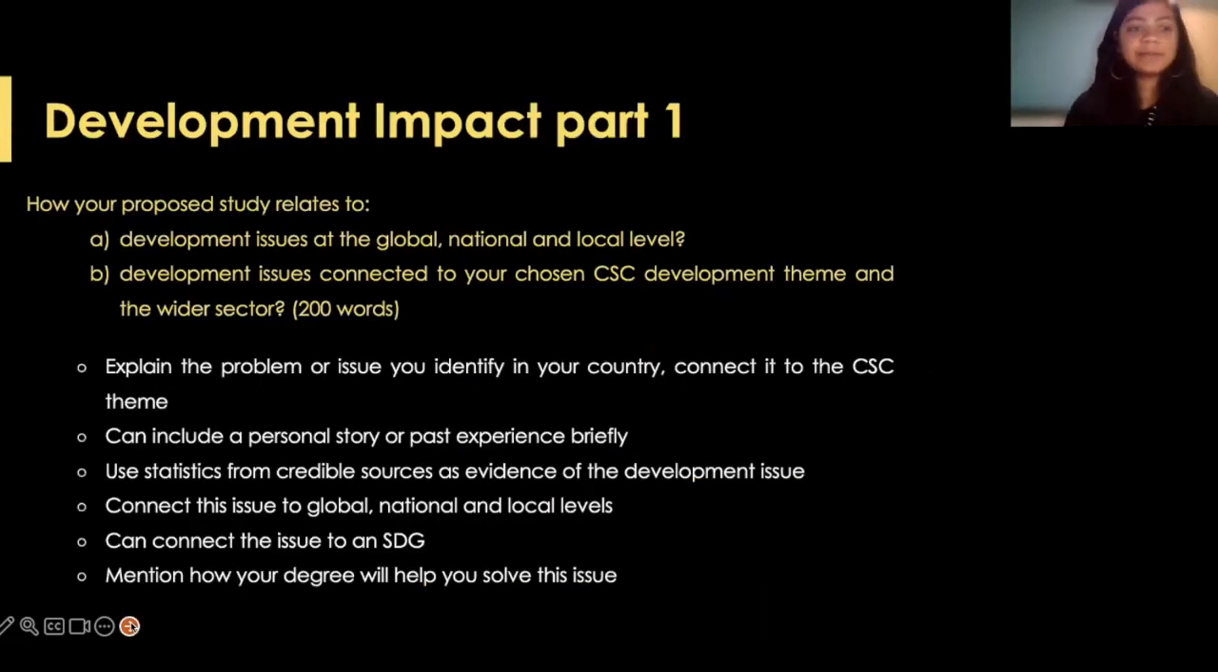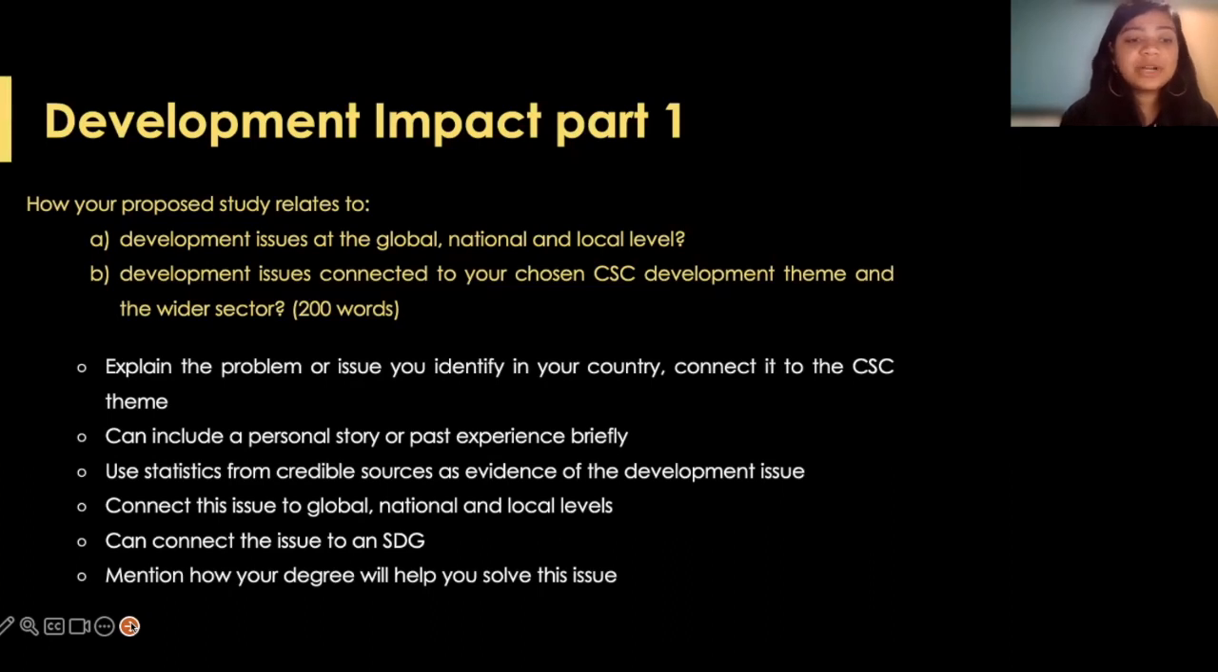Okay, so the first developmental impact question revolves around how your proposed study relates to developmental issues at the global, national, and the local level, how the developmental issues connected to your chosen CSE development theme, and the wider section. So for this section, the recommended bits are going ahead and explaining the problem and the issue that you're intending to sort in your local community, in your country, and things like that, and forging a narrative in such a way that it aligns with the larger CSE themes.